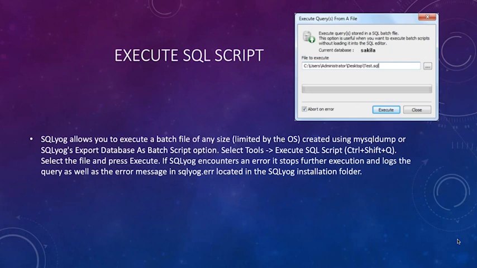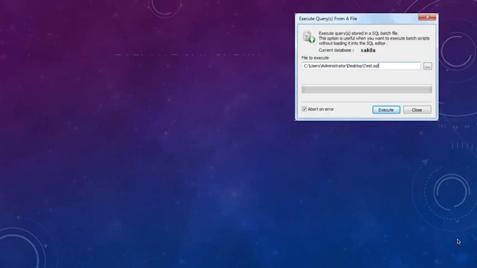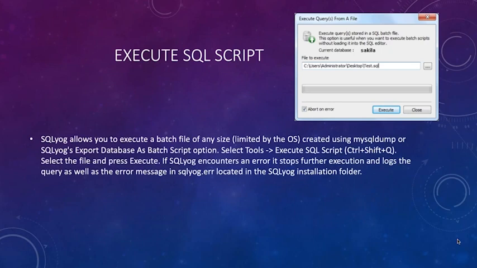If SQLyog encounters an error, it will stop any further execution and log the query as well as the error message in SQLyog.err. This particular file is located in SQLyog's installation folder. So wherever you have installed SQLyog, you can just jump into that folder, and you will see SQLyog.err. That's where you will find all the error messages. That's a healthy tip in case you find any kind of error messages that you want to look into. Please go through this particular log file. Again, the log file name is SQLyog.err.